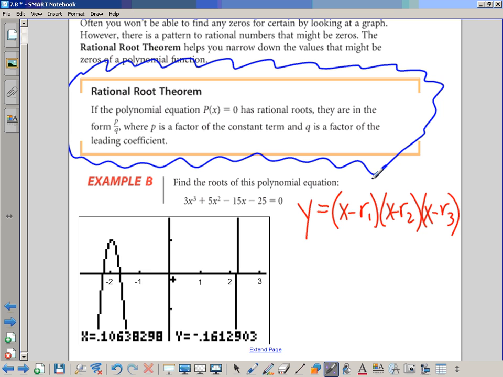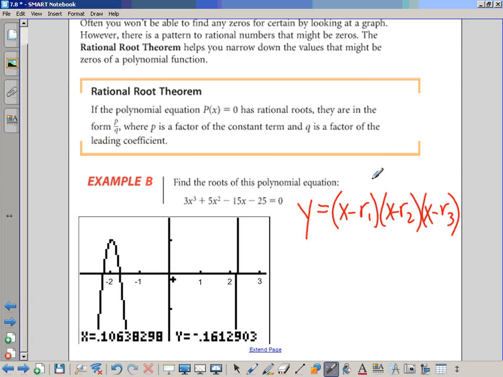Let's take a look at this. It says, if you have this equation, it has rational roots in this form, p over q, where p is a factor of the constant term and q is a factor of the leading coefficient. Well, let's break that down. Let's talk about the constant term. The constant term here is 25. I know it's negative 25, but let's just consider 25 to make it simple.